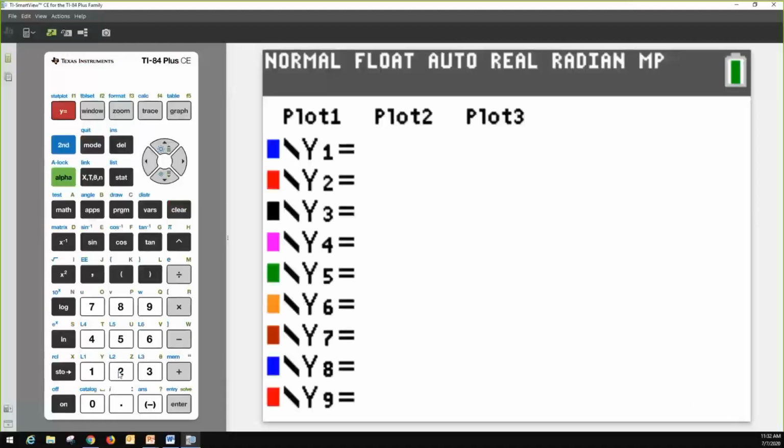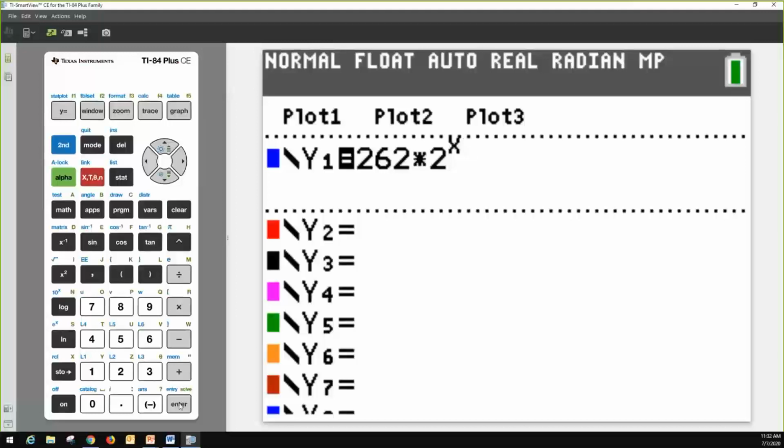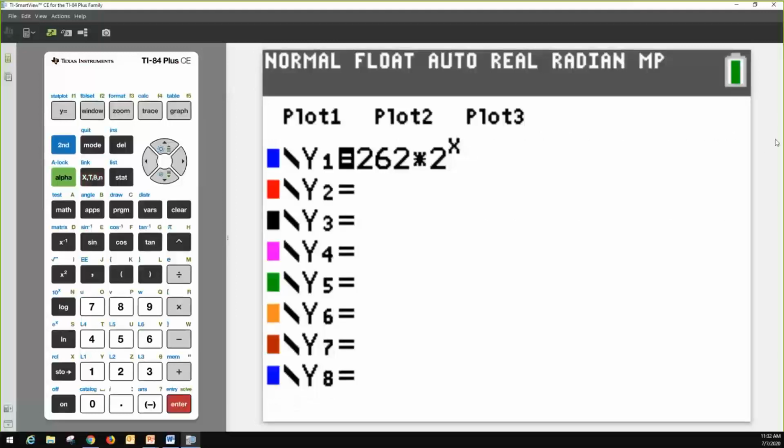I'll start by entering my equation, 262 times 2 to the power of x. In here, I'm going to put 30. That was the threshold given to us as the minimum that we could hear. 18 kilohertz or 18,000 Hertz was the highest frequency that we could hear.